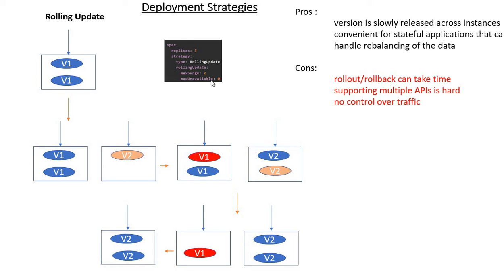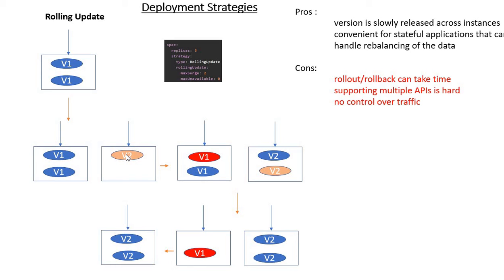Max unavailable is how many pods can go down during the deployment. If I set it to 0, it makes sure that when I introduce a new pod, the other pods will be terminated at the same time the new pod goes up. If I make it 1, one can go down while the other one comes up. We have a tolerance level.